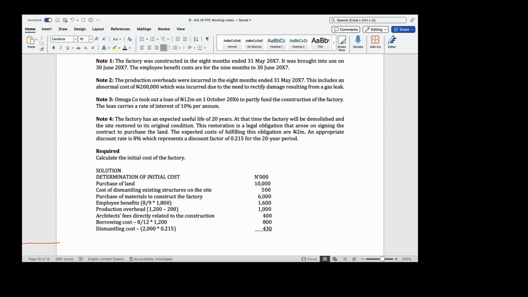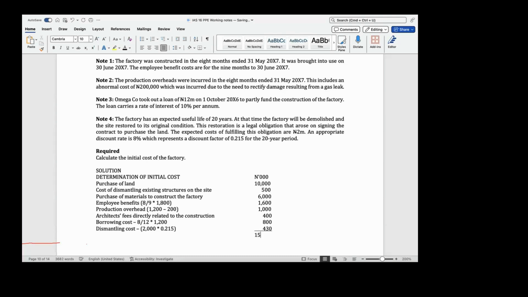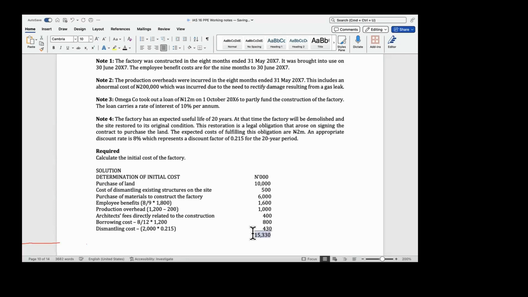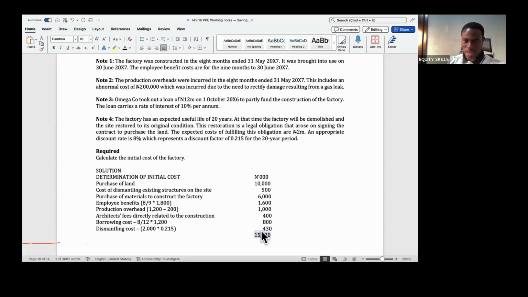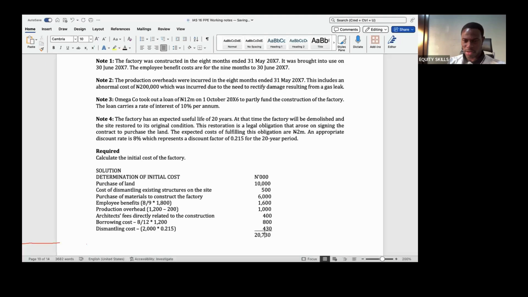So can you sum everything together? 15,330. Sorry? 15,330. All right, I can say for sure that this figure is wrong. Sir, it's wrong. 20,730. It's 20,730. 2730, sir. Okay.